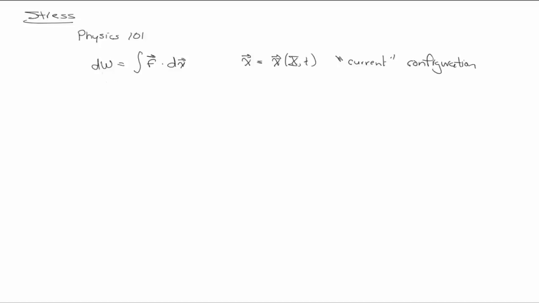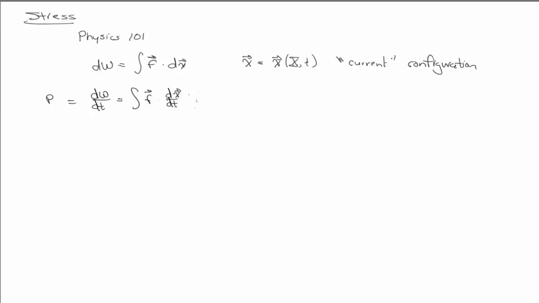Well, if we take this equation and we simply divide by time to get power, so this is power, dW/dt, equals the integral of force times dx/dt. Now I'm just going to multiply this equation by 1, but my 1 is going to take a special form. I'm going to say that it's dV divided by dV, so I didn't change that in any way. But I want you to note that dV, where d is like a differential volume element, can be defined by area times dx.